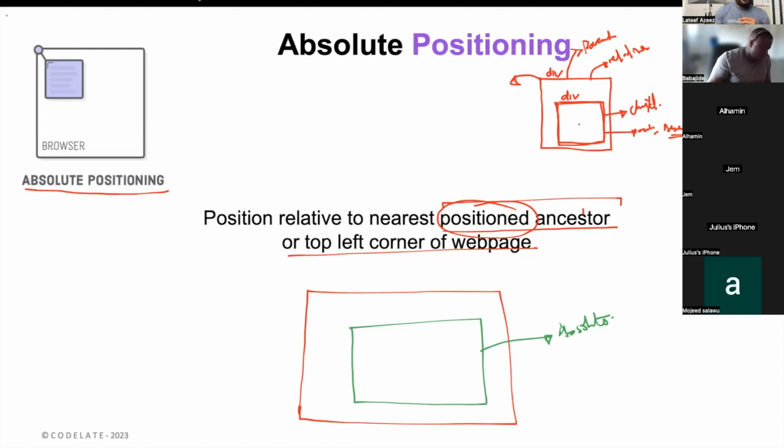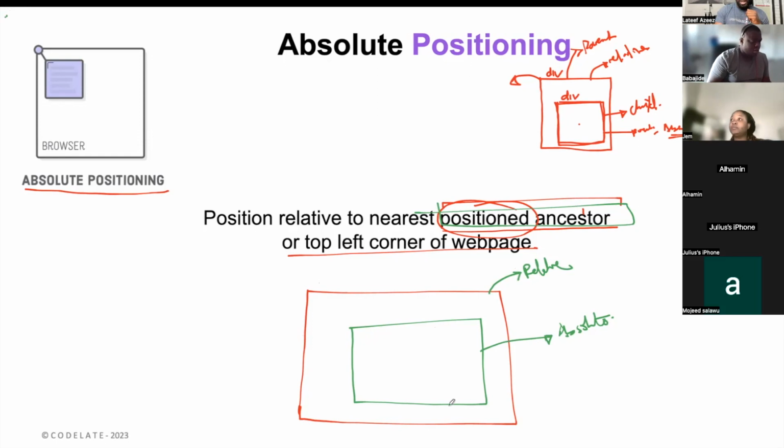Sorry, guys. Yeah, so for you to make this absolute position, you have to set the parent to be relative position. So that's what they mean by positioned ancestor. Now, in a case where there is no parent, it will take its reference from the top corner of the web page. Which means whatever position you set, it will measure it from the top left corner of the page to position that green element.